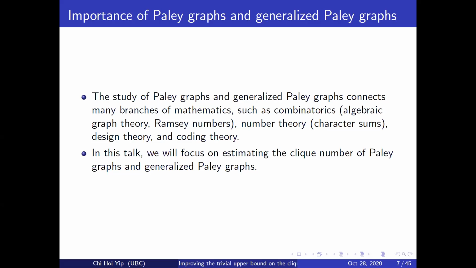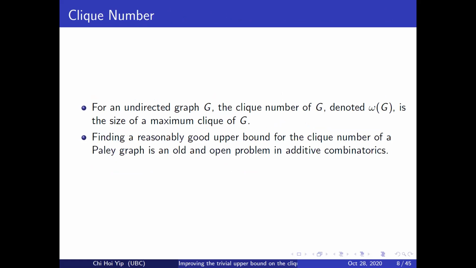In this talk, we will focus on estimating the clique number of Paley graphs and generalized Paley graphs. So let's recall the meaning of the clique number of an undirected graph. If G is an undirected graph, the clique number of G will be denoted by omega(G). And omega(G) is just the size of the maximum clique of G. A clique is just a complete subgraph of the graph G.